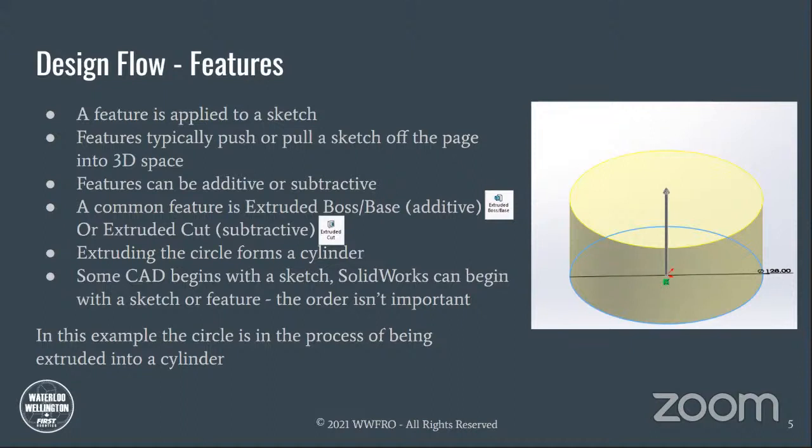So if we take that circle that we just sketched and we hit extrude, we get a cylinder. And again, the order is going to change. SolidWorks is going to ask you to say, okay, I want to do an extrude first, and then it'll ask you to do the sketch.